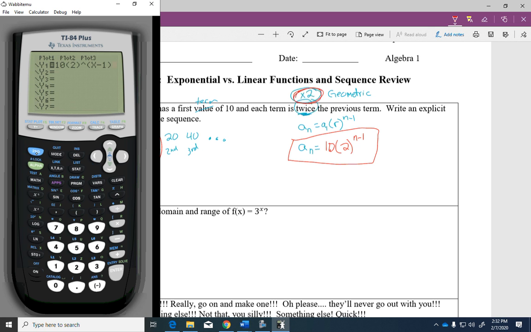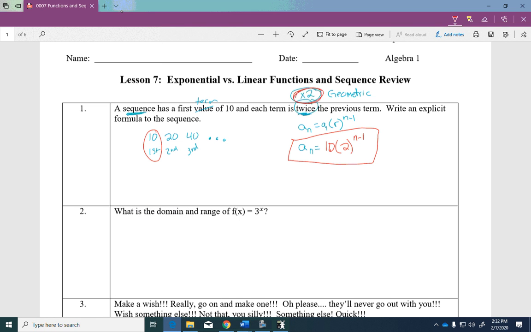When I look at this table of values, I don't care what this 0 term is. I want the first term. The first term says 10. The second term says 20. The third term says 40. And that's exactly what I wrote down. So I'm confident now that my explicit formula is correct. Now I'll move on to number 2.